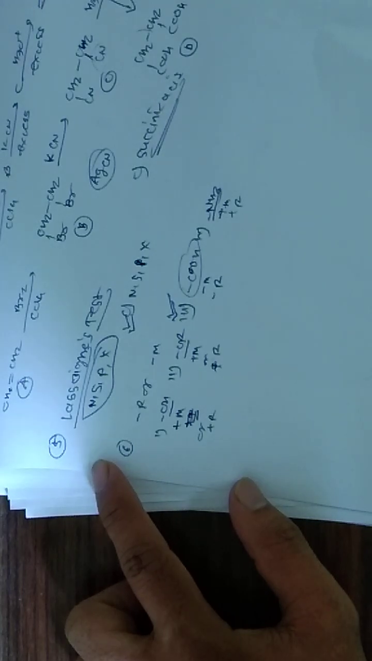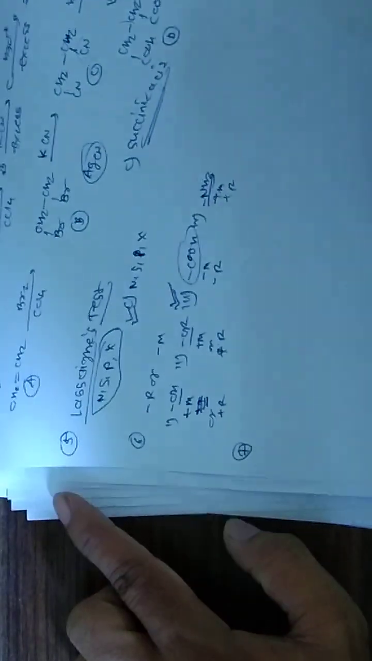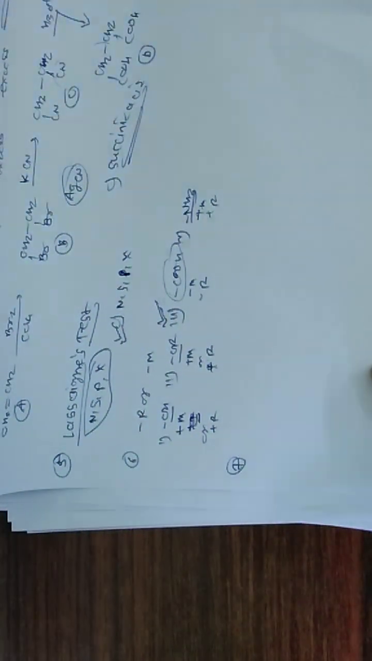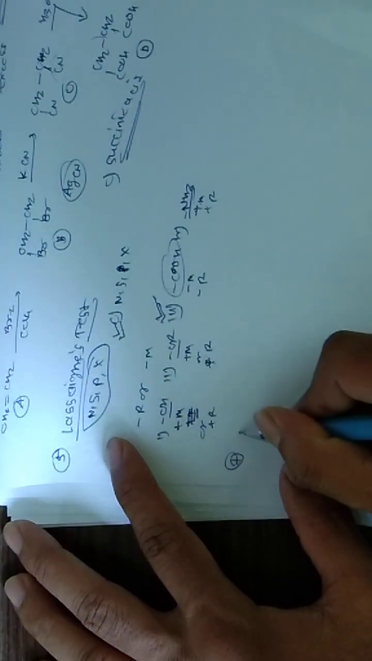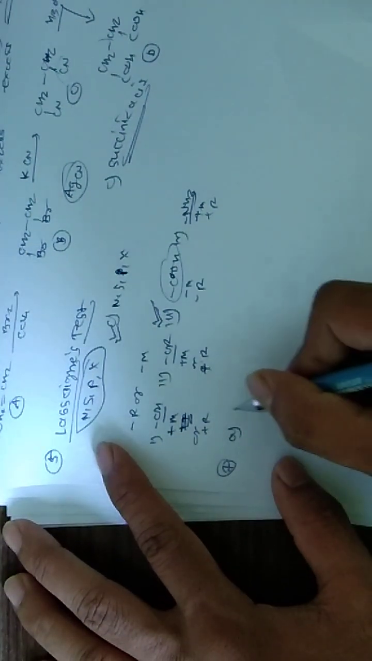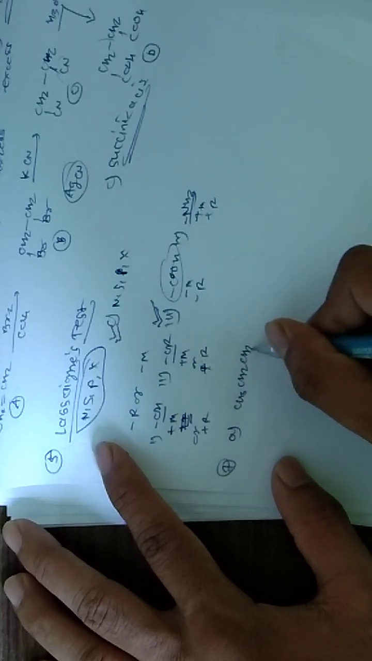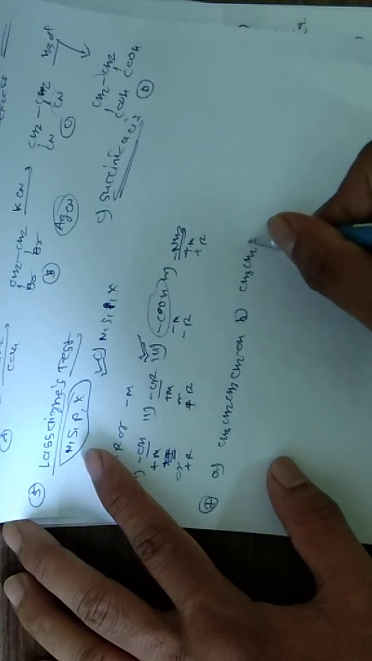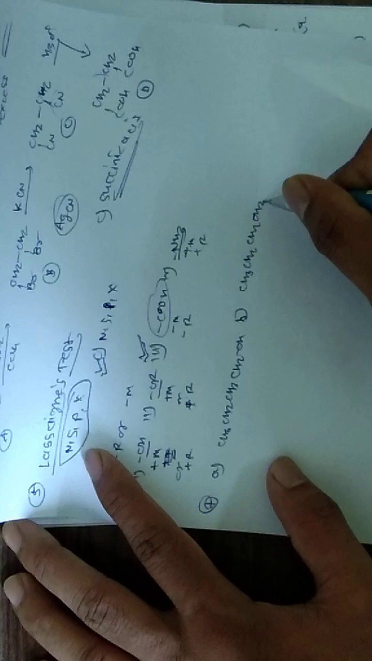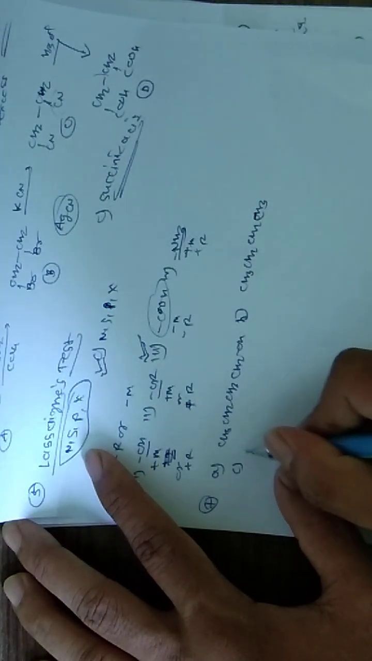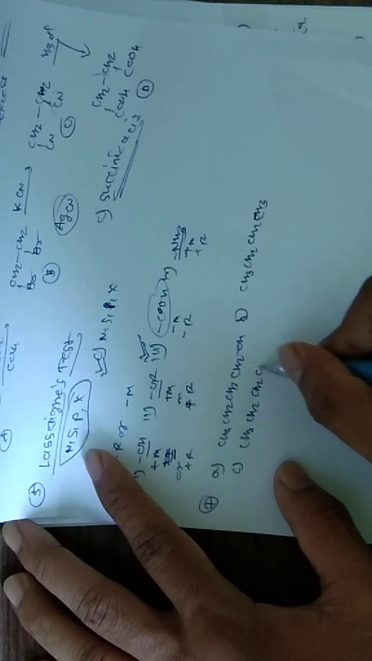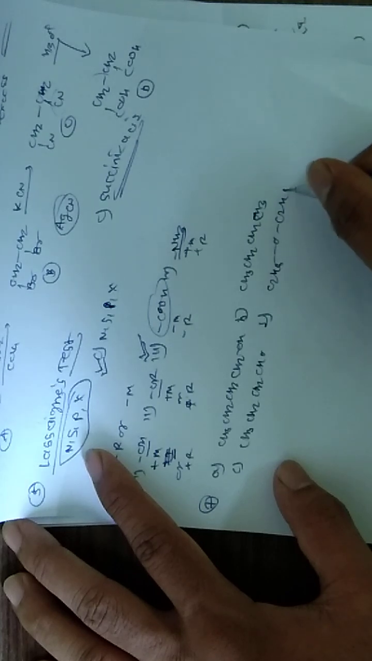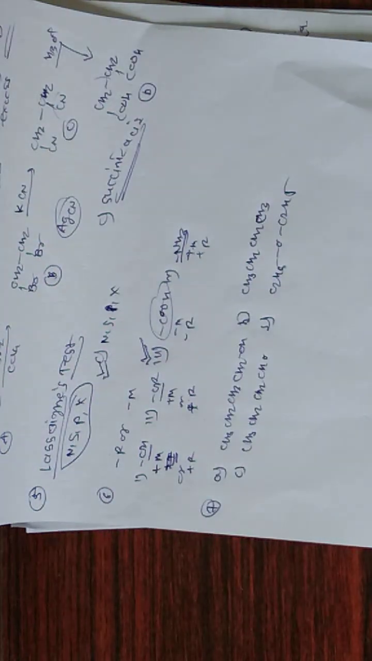So now today's next question. This is a moderate question. The question is, which among the following has the highest boiling point? Four options were given. A is CH3CH2CH2CH2OH. B option is CH3CH2CH2CH3. C option is CH3CH2CH2CHO. D option is C2H5OC2H5. Among these, which one has the highest boiling point?